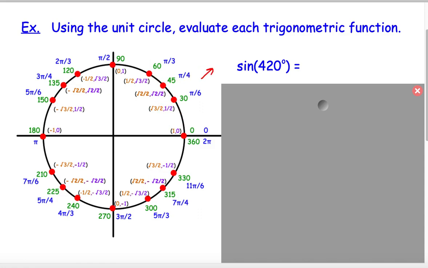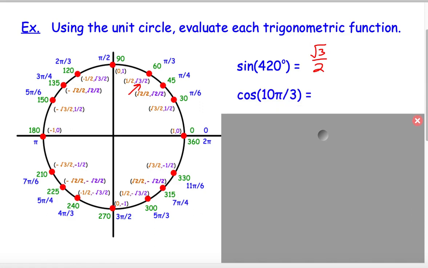And so actually, the sine of 420 will be the same as the sine of 60. And we remember the sine is the y coordinate for that point. So our answer is just going to be the square root of 3 over 2. So 420 is coterminal with 60. Let's do another one. How about the cosine of 10 pi over 3?